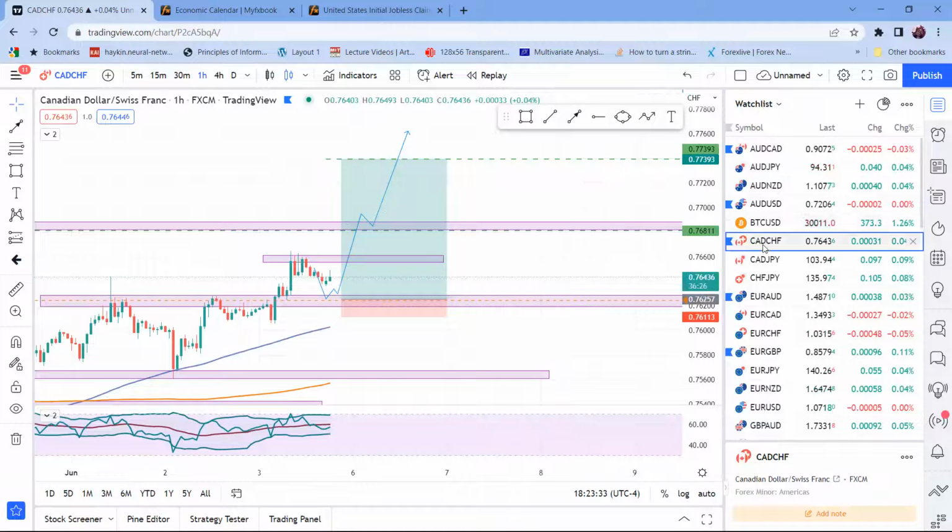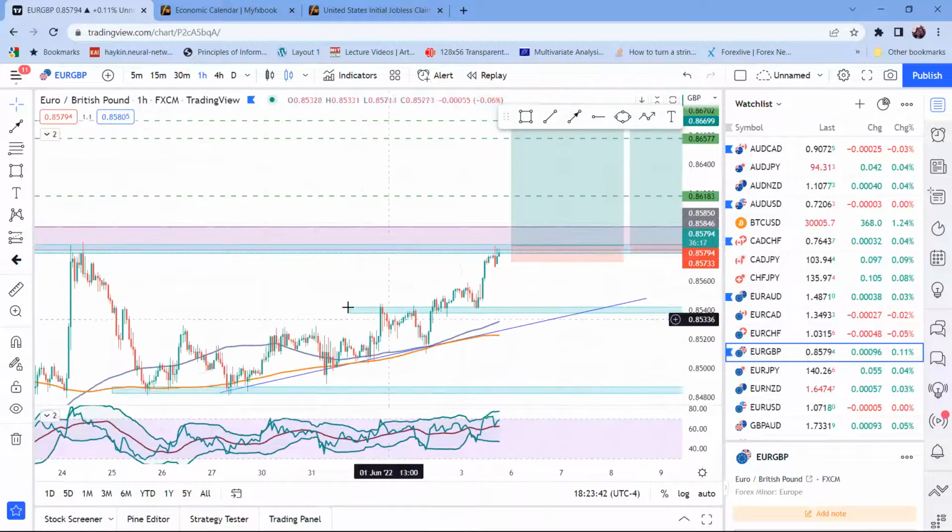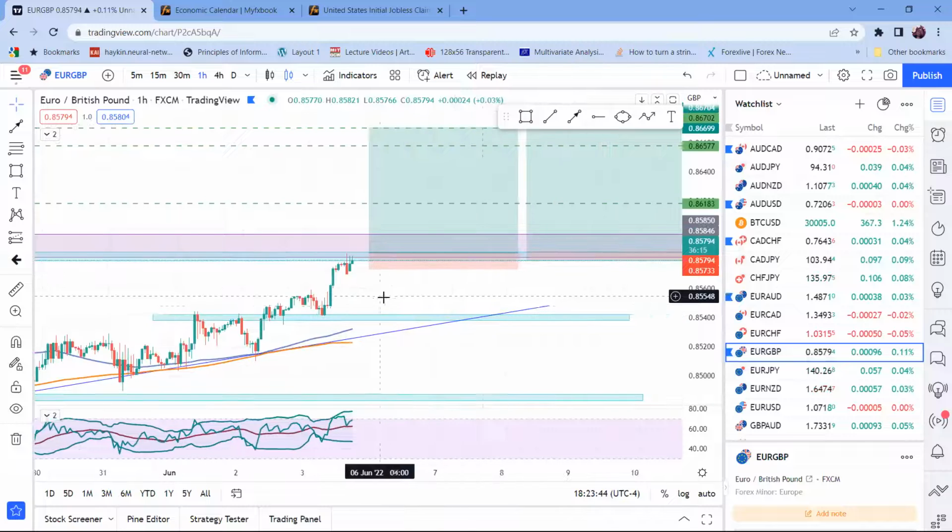All right, CAD strength, we could possibly see some movements playing out here, right? And that's about it. This one as well, possible play out to the upside.